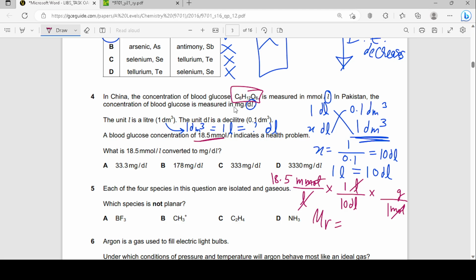So let me just find out what the Mr of glucose is. So 12.0, which is the relative atomic mass of carbon, times 6. So then we just plus 1.00 for hydrogen times 12 plus 16.0 for oxygen times 6, right? So what does that come out to be?